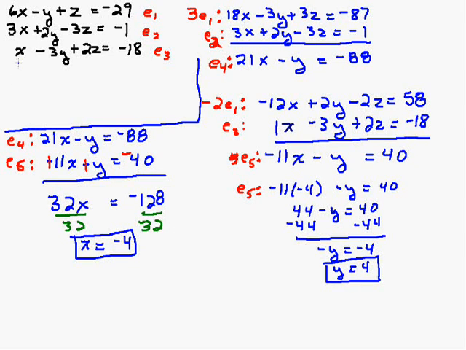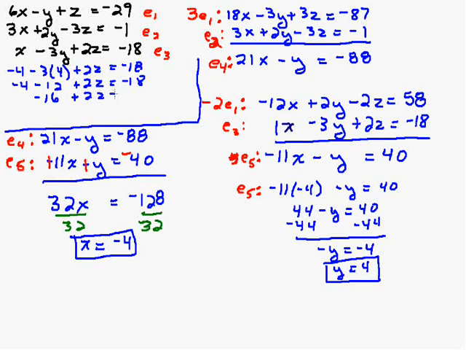Alright, so I'm going to plug in my x, which is -4, minus 3 times, I'm going to plug in my y, which is positive 4, plus 2z equals -18. So I'm going to solve. So I got -4 minus 12 plus 2z equals -18. That gives me -16 plus 2z equals -18. Add 16 to both sides. I'm going to write it up here because I'm running out of space. Plus 16 on both sides. So that gives me 2z equals -2. So z equals -1. And there is my third value.